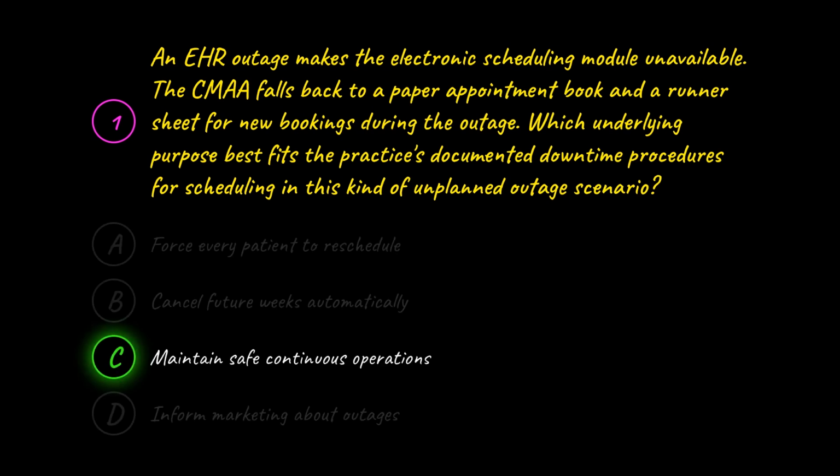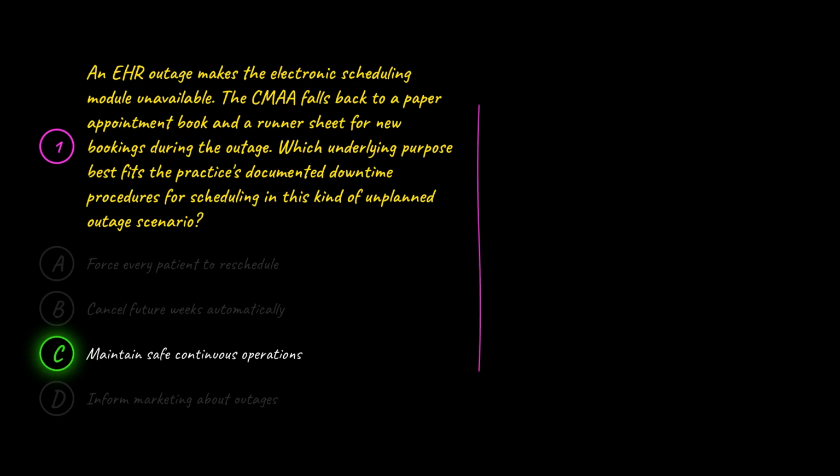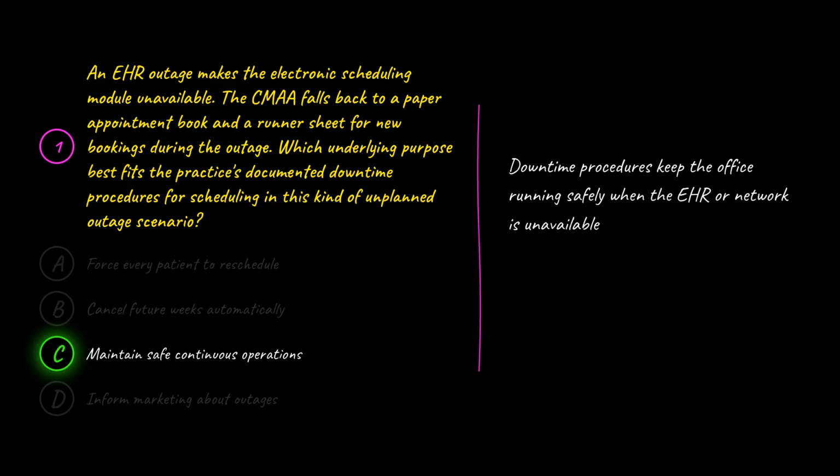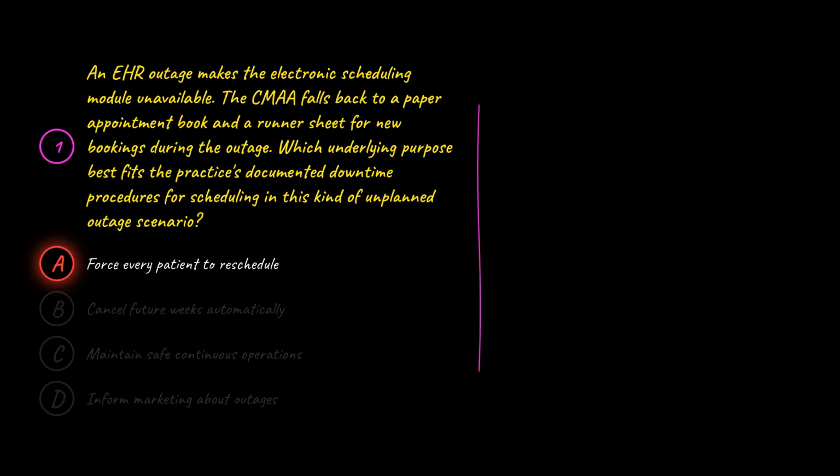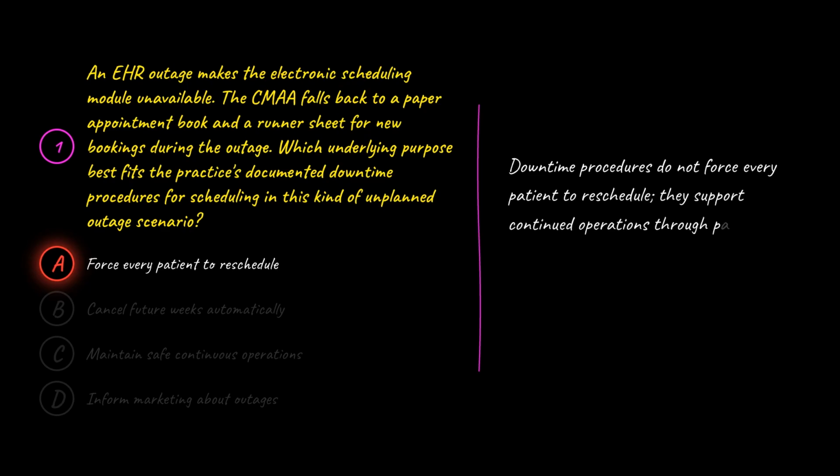The correct answer is C. Maintain safe continuous operations. C is correct because downtime procedures keep the office running safely when the EHR or network is unavailable, using paper appointment books, runner sheets, and pre-printed daily schedules until the system is restored and data are back entered. A is wrong because downtime procedures do not force every patient to reschedule. They support continued operations through paper alternatives and back entry once systems are restored to working order at the practice.